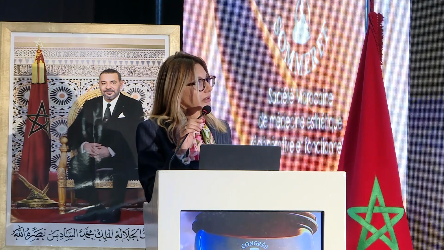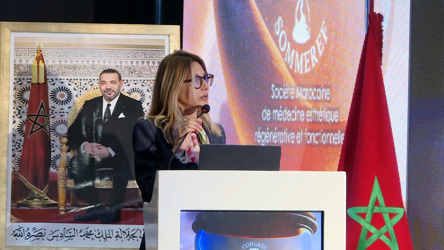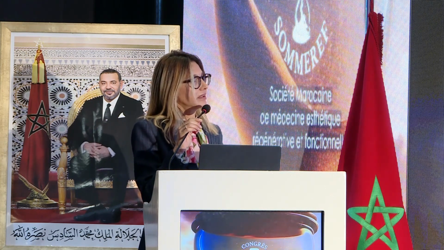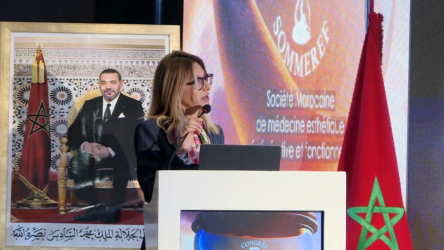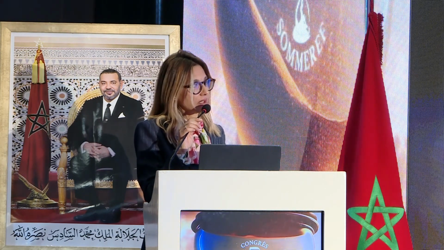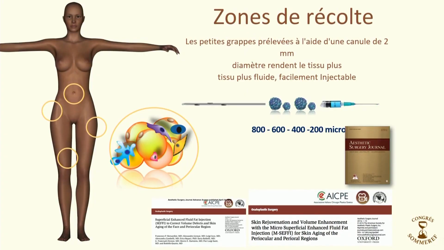There are a lot of kinds of donor sites, but in my experience, the peritrochanteric area is the safest and richest in tissue graft. It contains microfragments of adipocytes, stromal vascular fraction, exosomes, and growth factors.